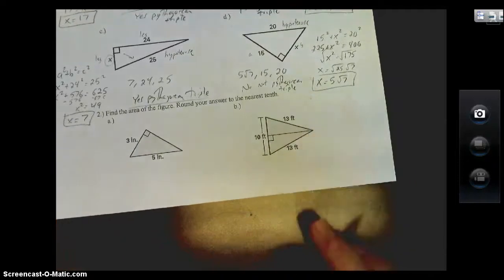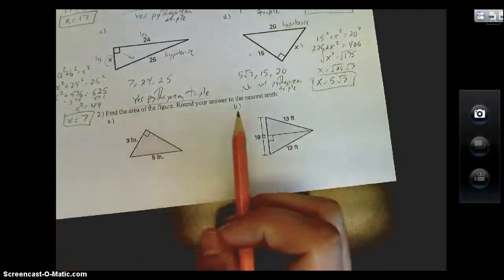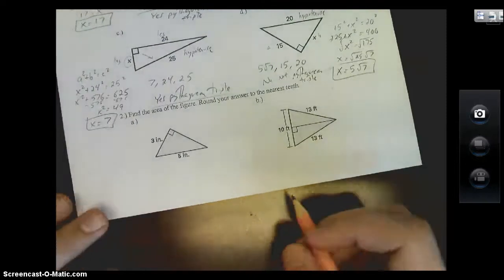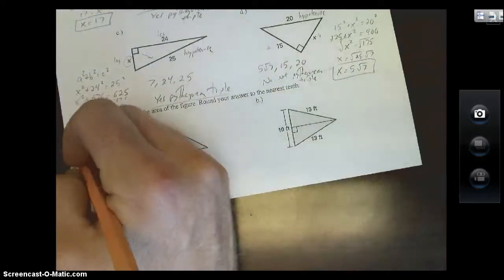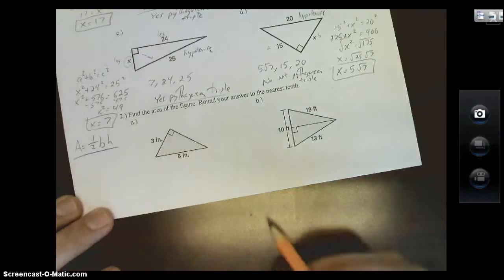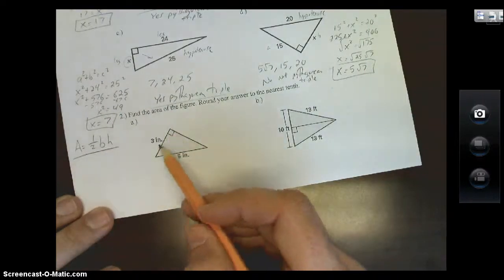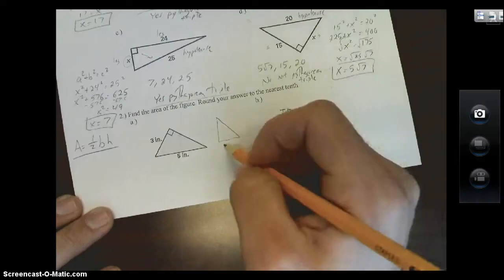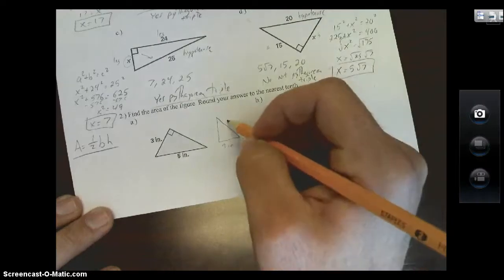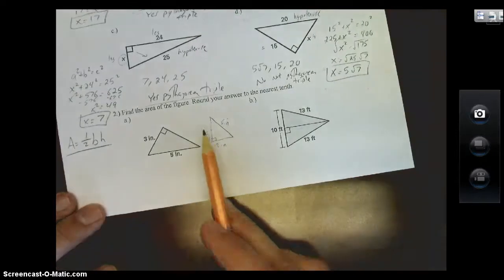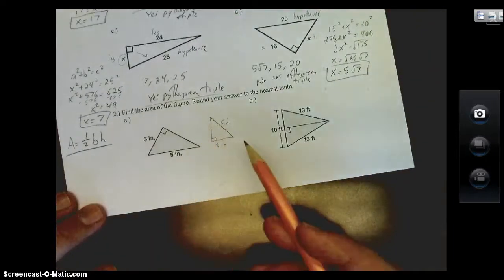Let's take a look going forward. Okay, so find the area of the figure. Round your answer to the nearest tenth. All right, so the area of a triangle is A equals 1/2 base times height. Now your base, we can almost rotate this triangle around. I'm going to do that to maybe make a better picture for you. Here's 3 inches. My hypotenuse here is 5 inches. So my base is 3. I need this height. I don't have it yet, so I'm going to have to do Pythagorean theorem.